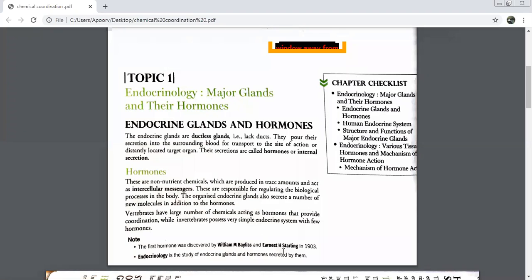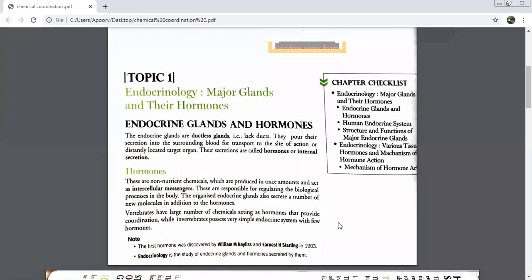Ernest Starling. Why I am doing this with you is that this is a learning chapter, so try and learn with me here only. The first hormone was discovered by two people together, William Bayliss and Ernest Starling, and the year was 1903. Now very quickly tell me the two people who discovered the first hormone. William M. Bayliss and Ernest Starling. And which year was it? 1903. So it is not many years ago, it's something recent if we talk about biology.